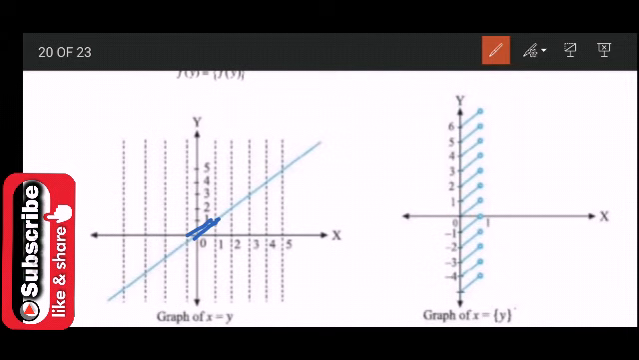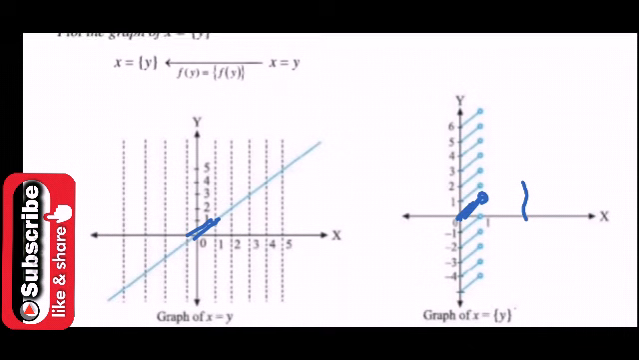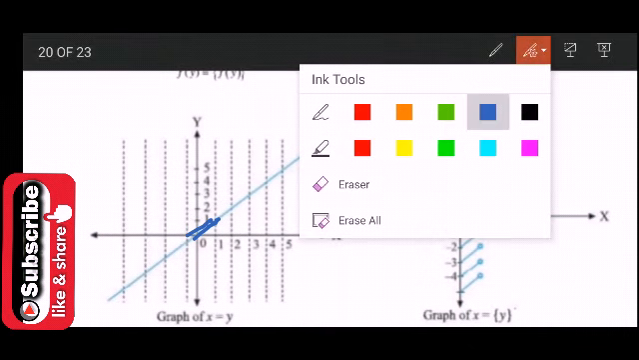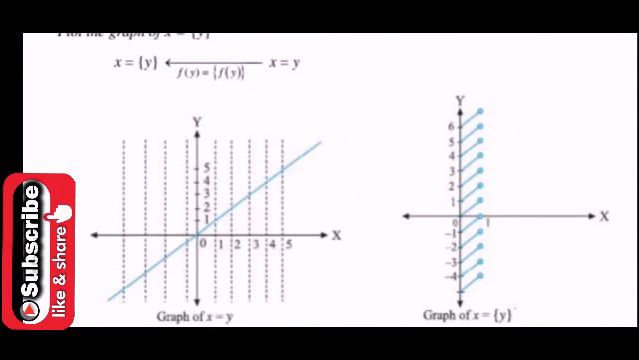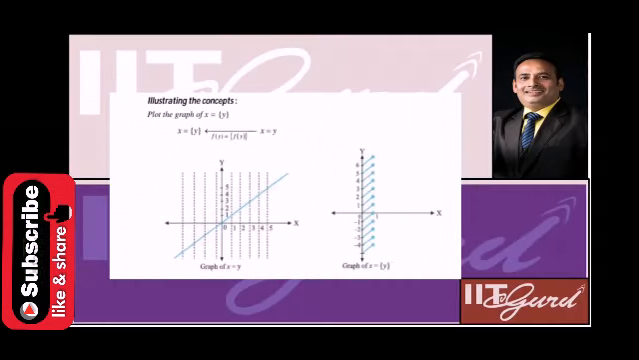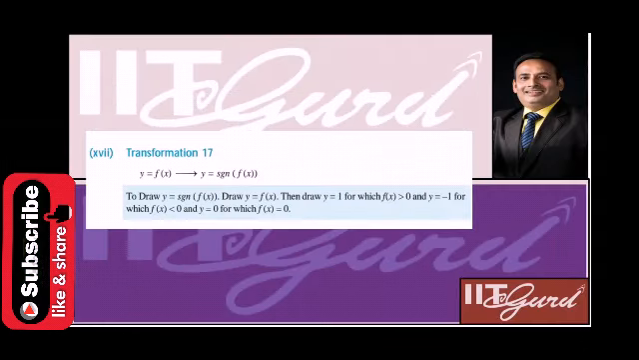So this part, 0 to 1, and only this part will be repeated over here at every integer. This same part will go for 0 to 1, 1 to 2, and so on. That is for x equal to fraction part of f of y. Correct. Now one last transformation we will go for, y equal to signum function of f of x.